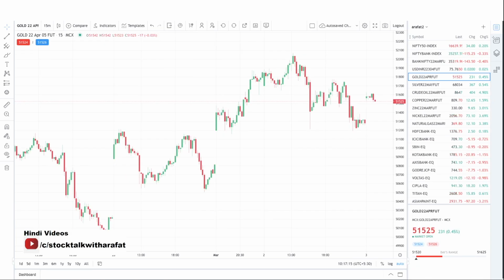Let's have Indian market levels now. MCX gold support at 51,300. MCX gold resistance at 52,220 rupees. I will refresh these levels once USD INR closes at 5 p.m.